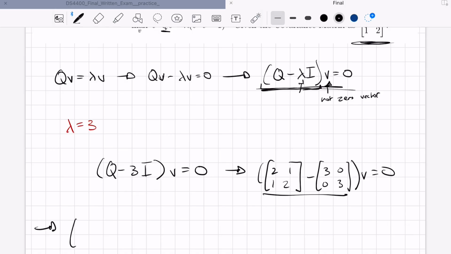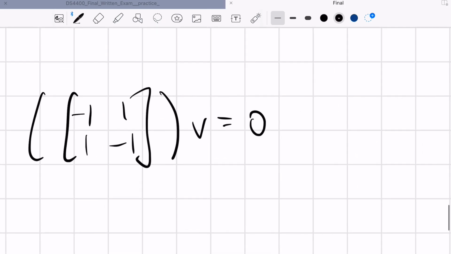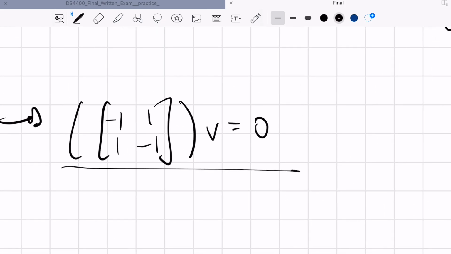And so if I come down here, I'm just going to do this step right here. So we get 2 minus 3, that's negative 1. 1 minus 0, that's 1. 1 minus 0, that's 1. And then 2 minus 3, that's negative 1. So our goal is to solve this system of equations.